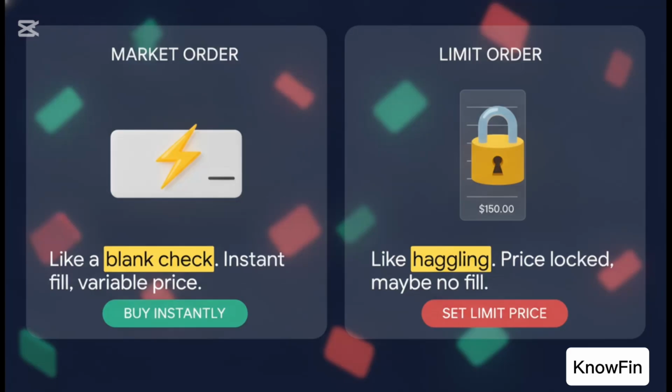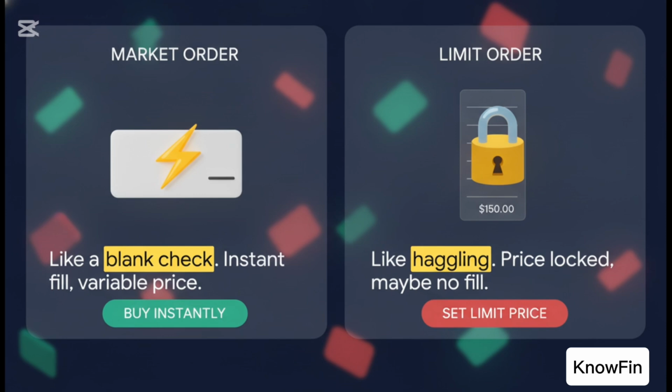Let's break it down. A market order is essentially like handing a blank check to a shopkeeper and just saying, hey, buy it right now. It guarantees instant execution speed at whatever the best available price is at that microsecond. But, and this is a big but, the final fill price might actually be different from what you saw on your screen just a moment ago.